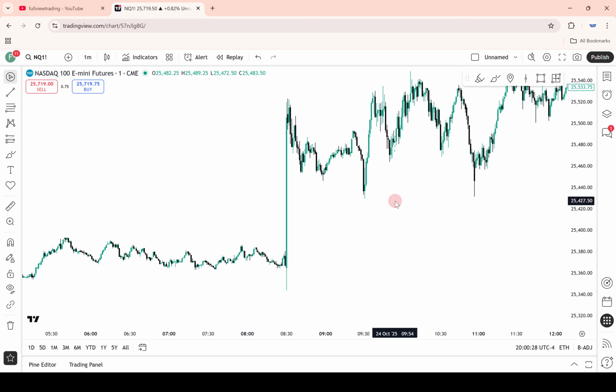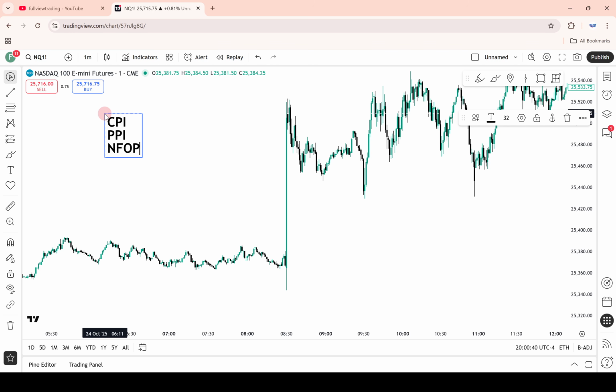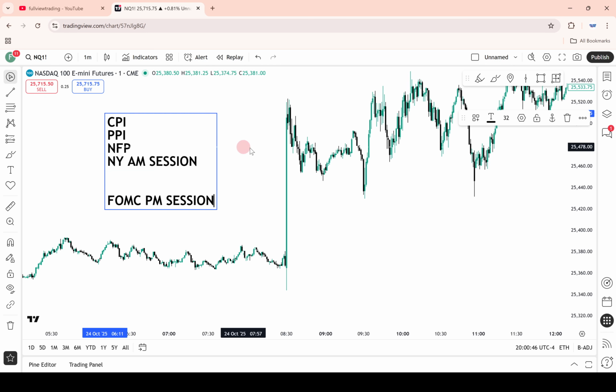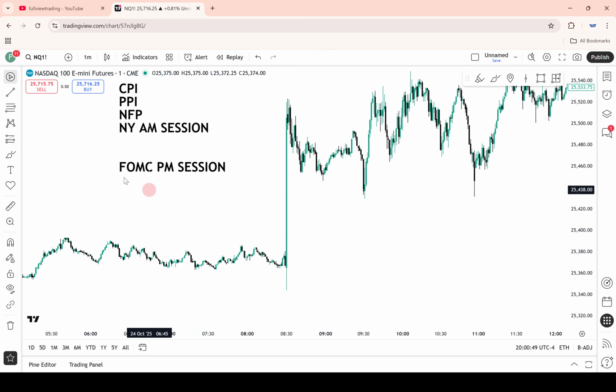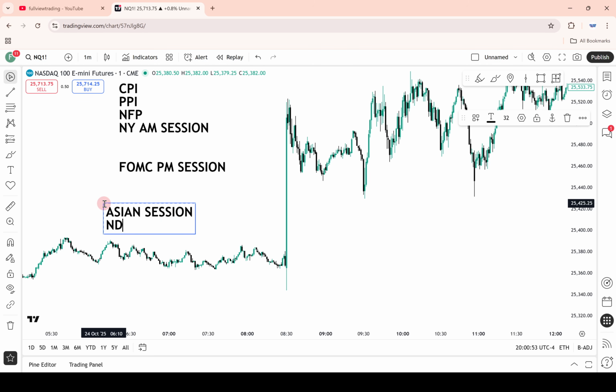There's no point in trying to trade before a news event. There's no point, right? So be smart about it. The big news events are CPI, PPI, NFP. Those three are for the New York AM session. And then you've got FOMC that's in the PM session. There is nothing really that impacts the London session, but what I would say with the Asian session, you do get new day opening gaps and you get new week opening gaps.